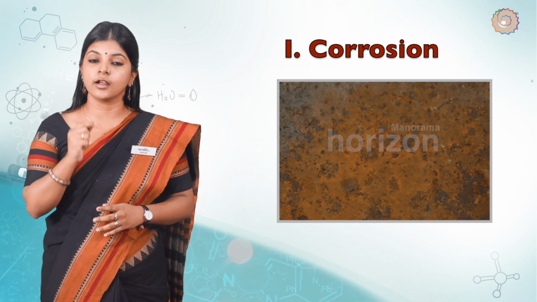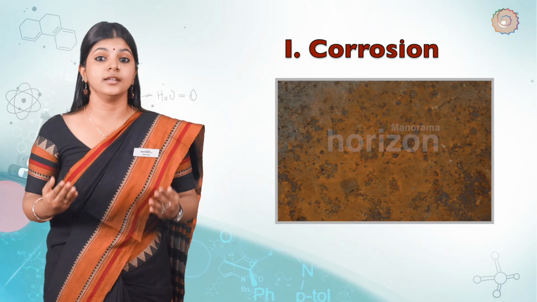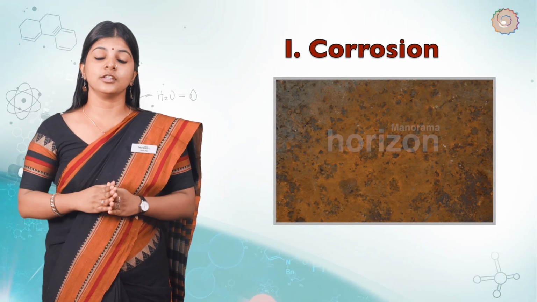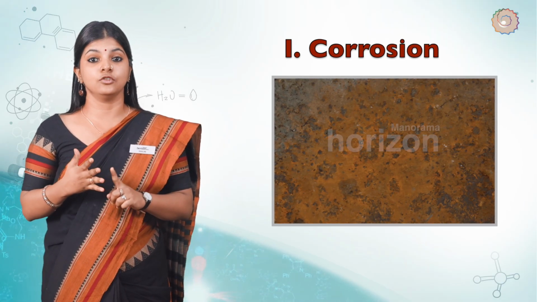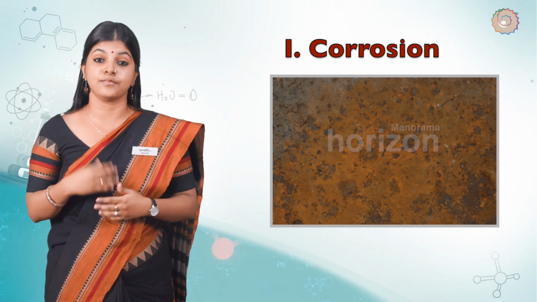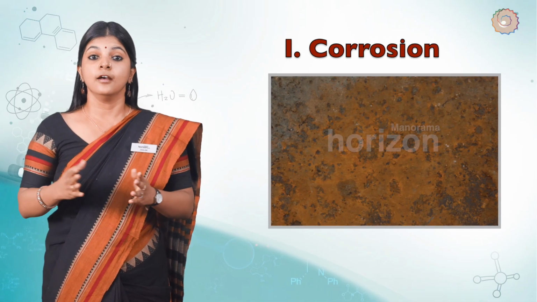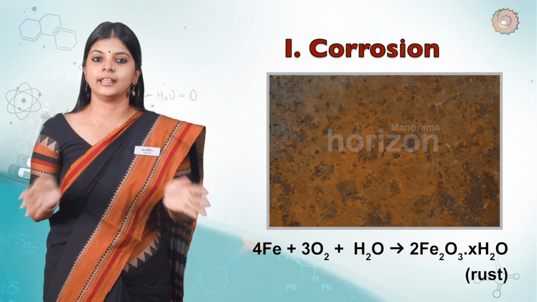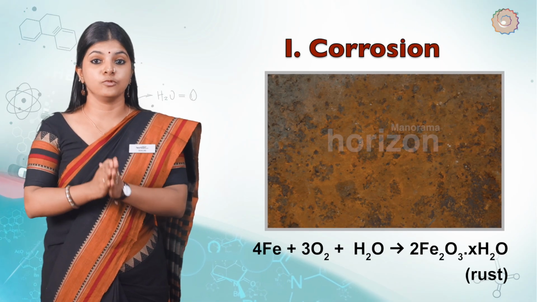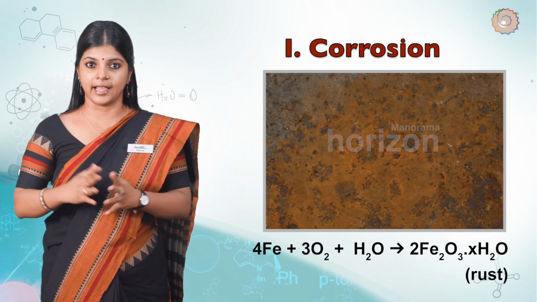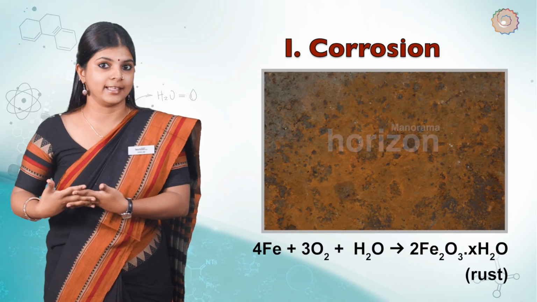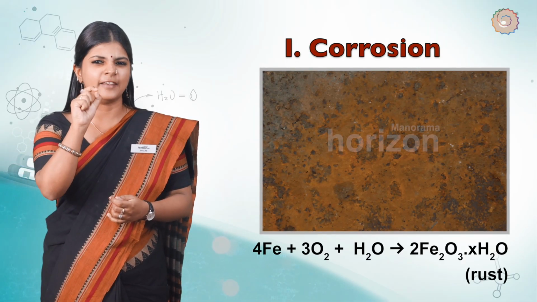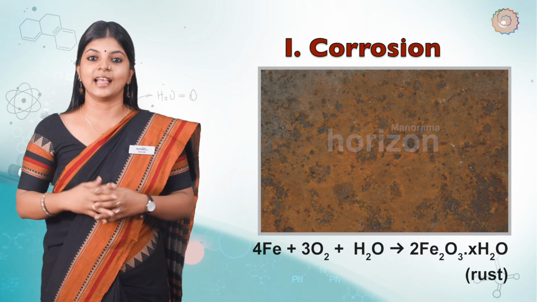It is the slow conversion of metals into their undesirable compounds due to the reaction with oxygen, acids, water, gases, etc. present in the atmosphere. For example, rusting of iron, which is a very common example. Iron reacts with oxygen and water present in air to form iron oxide.xH2O, which is that flaky brown substance called rust.